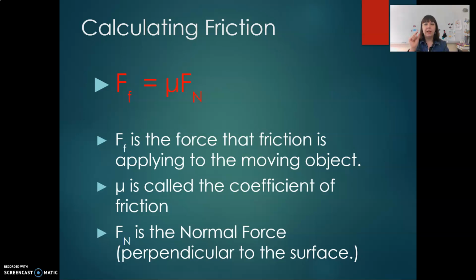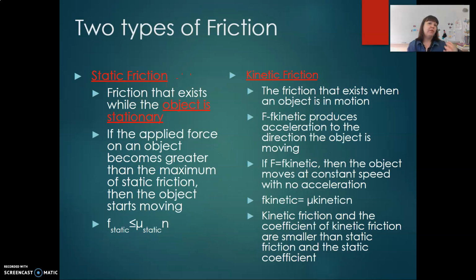And it's going to be unique to that surface. So different surfaces will have different mu's. Ice will have a very low mu. Concrete will have a very high mu. And it's a property of that substance or that surface between the two of how much it's going to resist that motion.